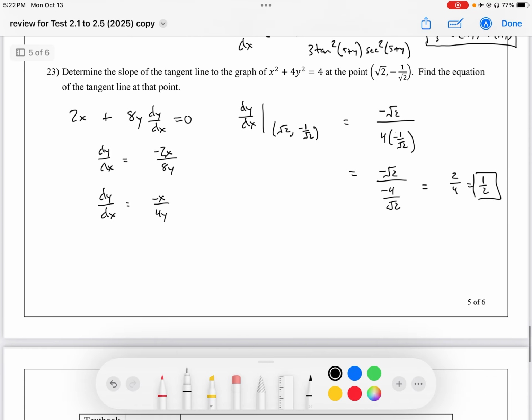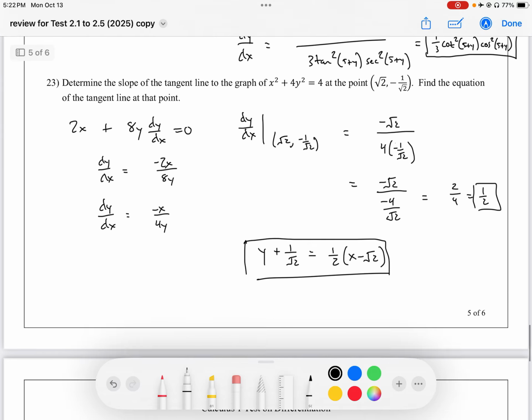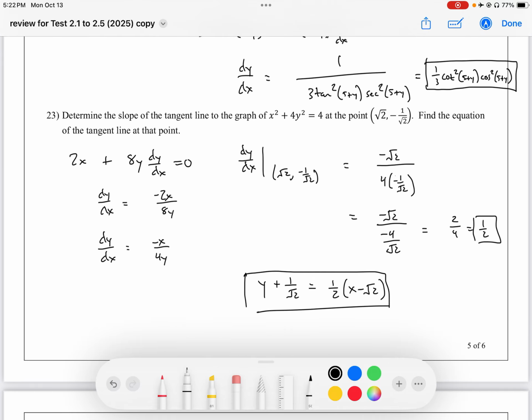So slope is 1/2, so now I can do y minus 1 over root 2. Just kidding, it should be plus because I'm subtracting a negative, equals 1/2 times (x minus square root 2). And there is the equation of the tangent line at that point. All right, well, perhaps that was helpful.